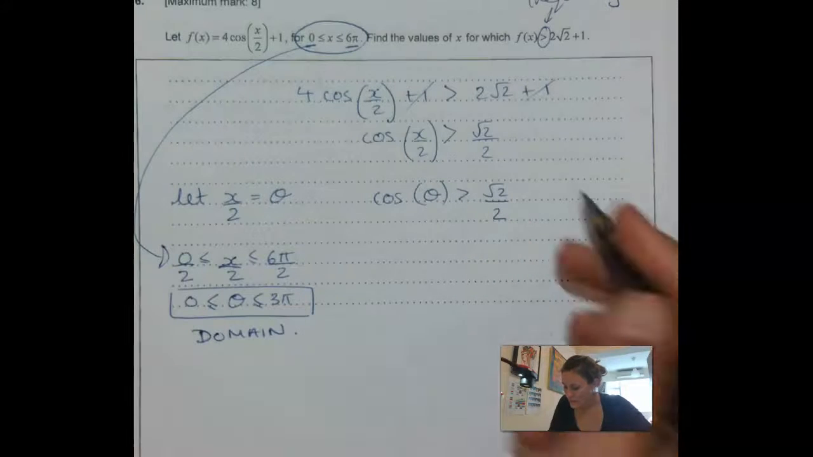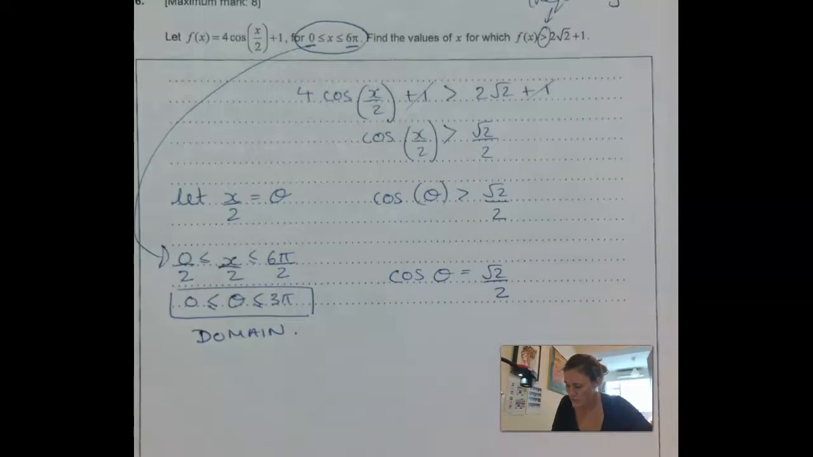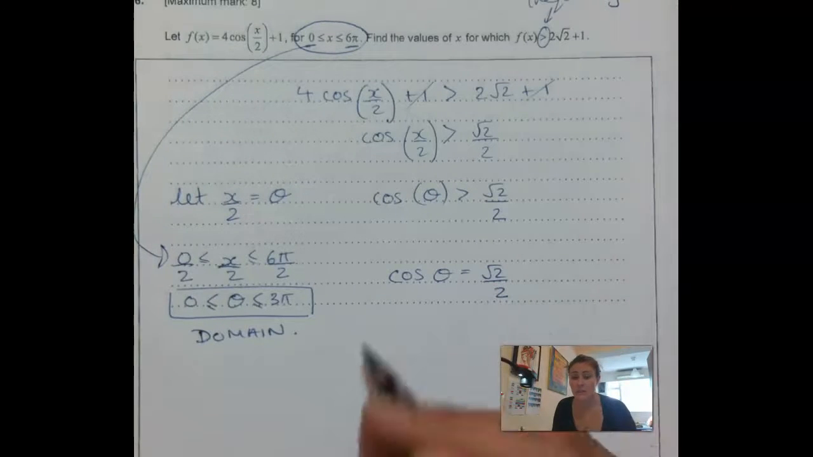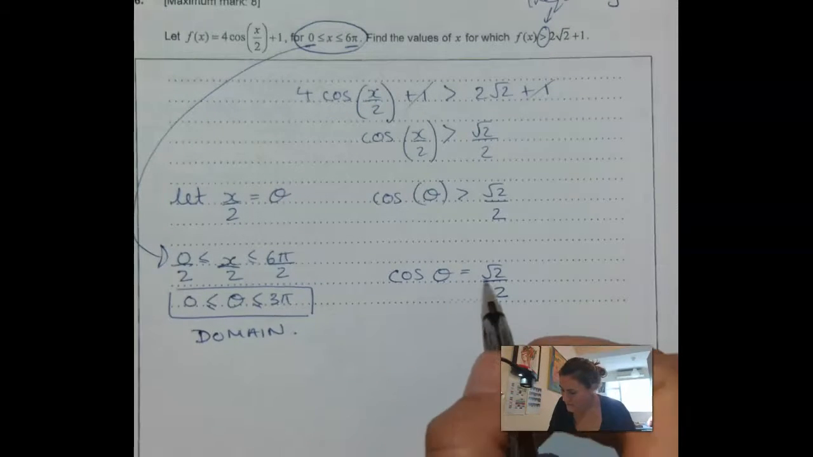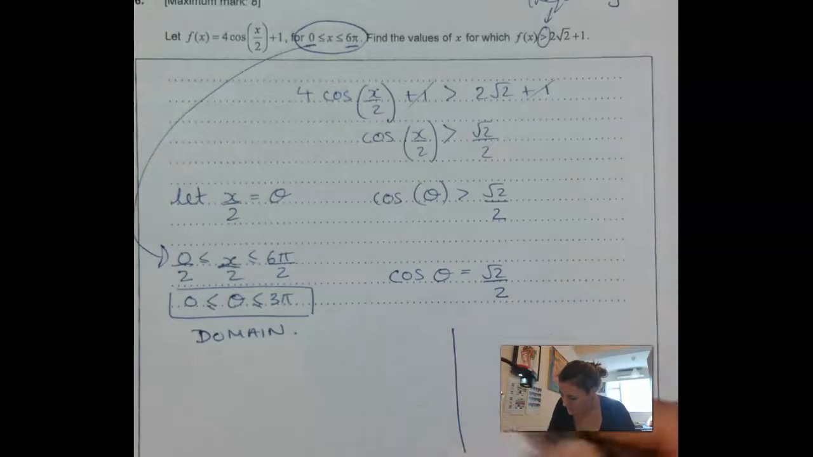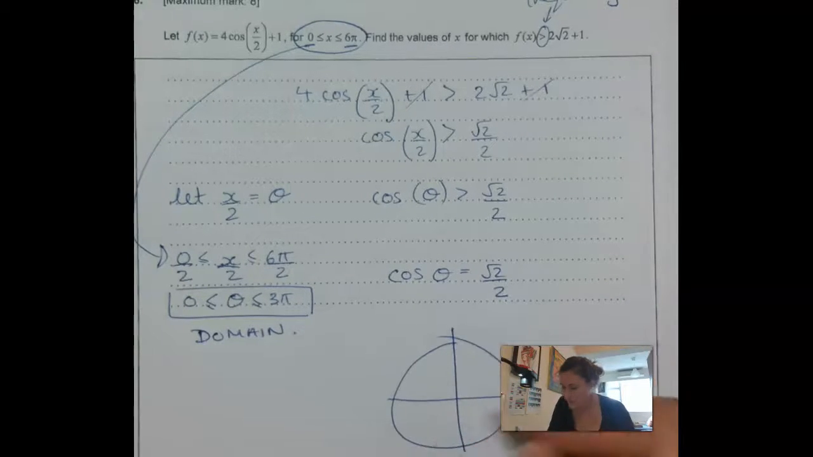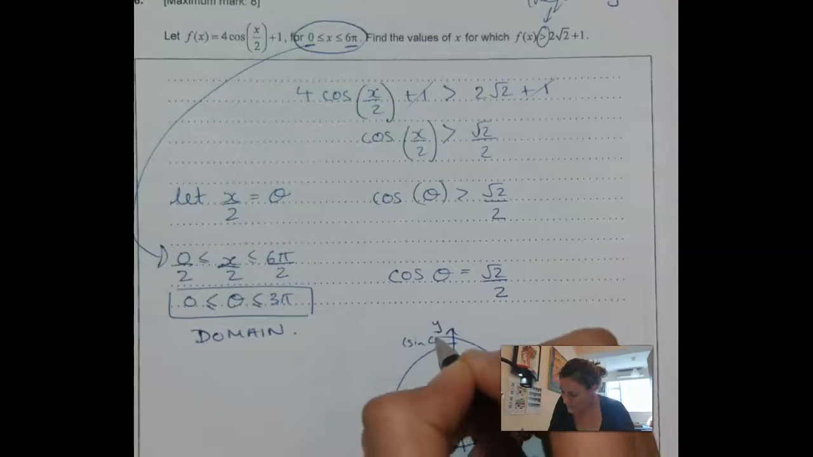Now let's forget about the inequality for a minute and just think about when is cos theta equal to root 2 over 2. This is one of our key values. So you might have just memorised these, but you might need, like me, to actually work them out. So when is cos theta root 2 over 2? I tend to draw out the first quadrant of the unit circle here, remembering that the x value here represents cos theta and the y value represents sine theta.